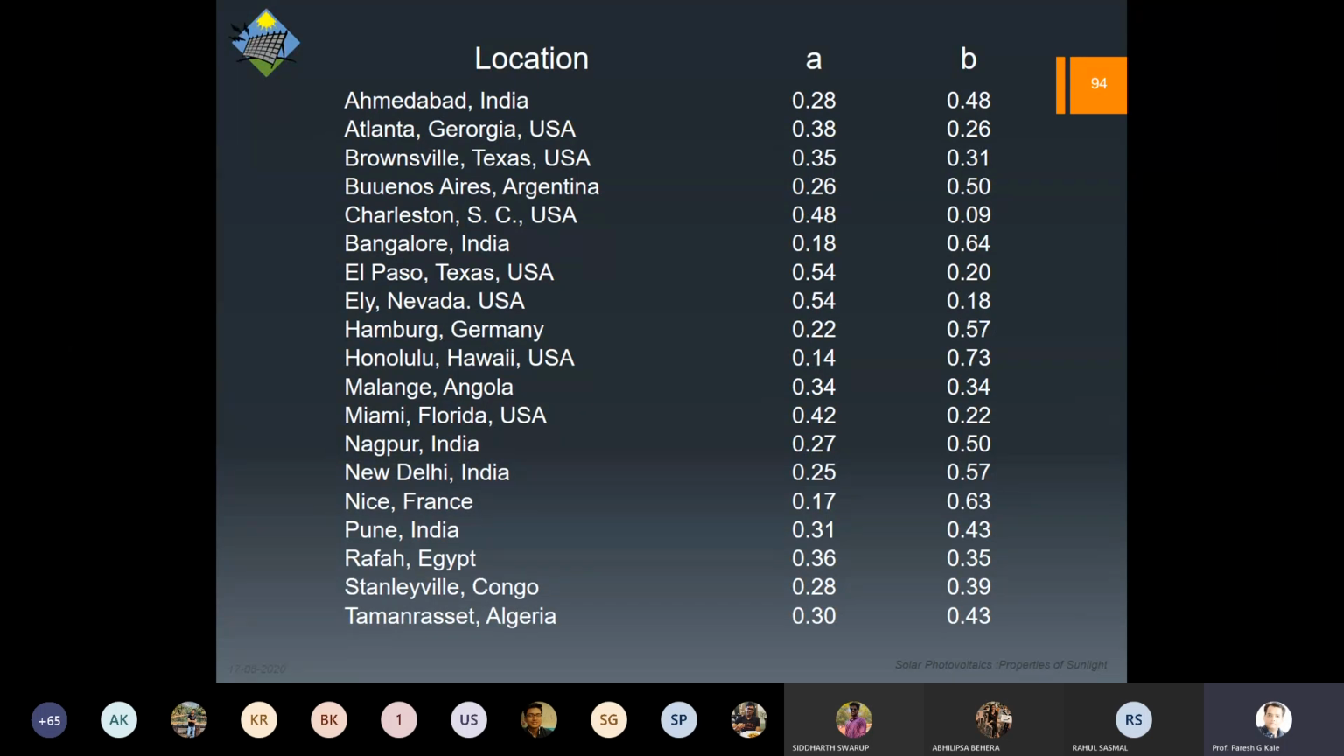Roughly, if you talk about India, Pune is 0.31 and 0.43. We have Ahmedabad, which is 0.28 and 0.48. Nagpur is somewhere around 0.27 and 0.5. So roughly the numbers are 0.3 and 0.45, just to get the idea. You can also see that as we are moving down, A is going down and B is going up. So it is very much dependent on the place we are talking about.